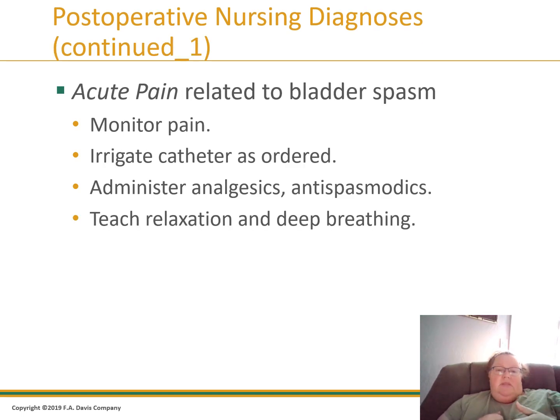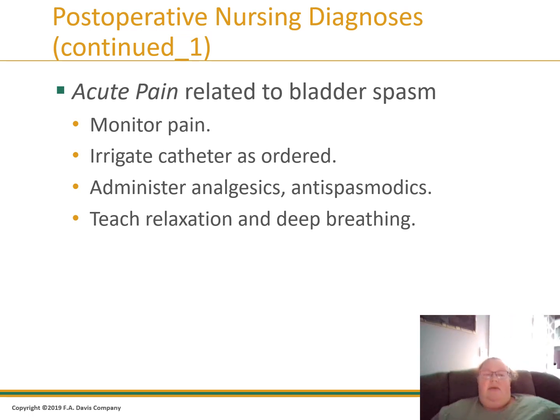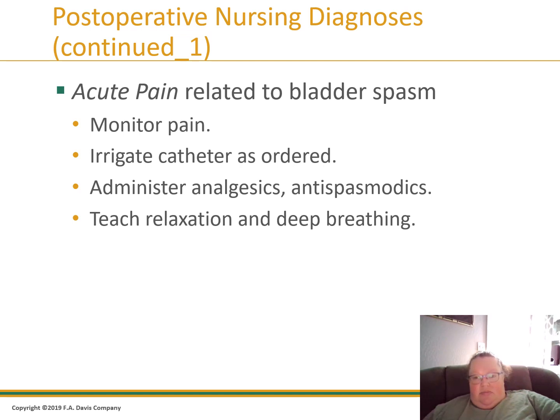Acute pain related to bladder spasms: monitor your pain, irrigate the catheter as ordered. Remember, I told you one of the reasons that it's such a high risk to have a TURP is because of all the bleeding and clots that come through. The catheter can block urine as well. We're going to need to administer analgesics and antispasmodics, and teach relaxation and deep breathing.